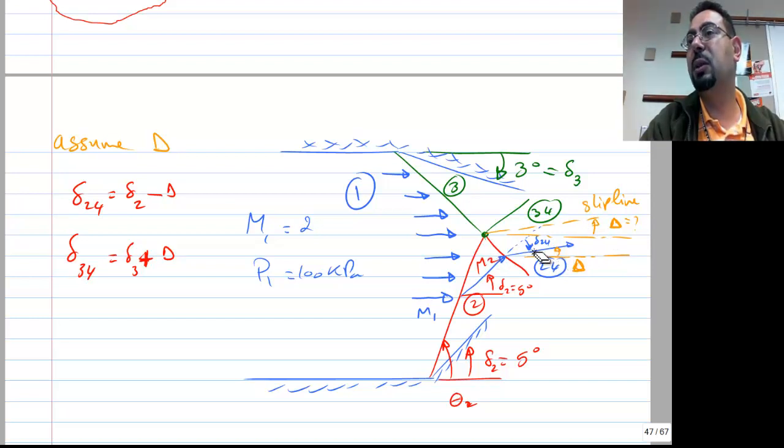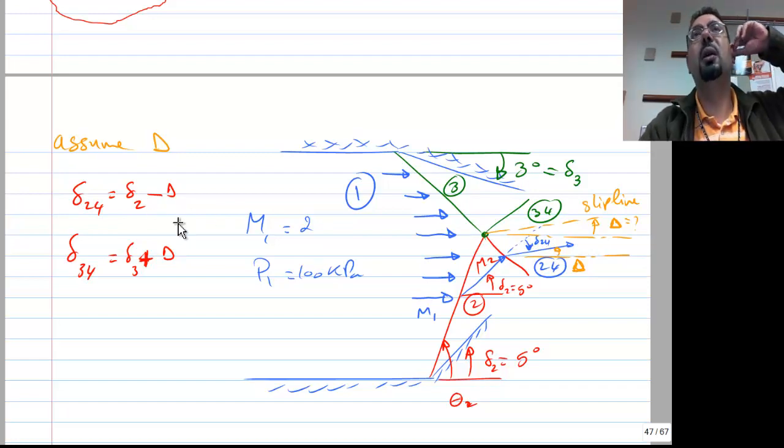Basically, if I plot it here, it's like this. He was going with delta 2 with the horizontal, now he's going with capital delta with the horizontal. The difference between where he was going and where he's going now is delta 2,4: delta 2 minus capital delta.